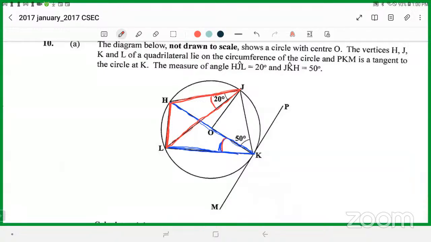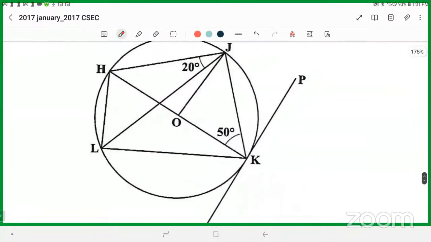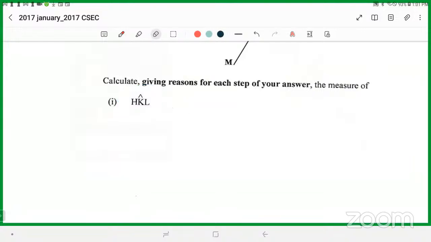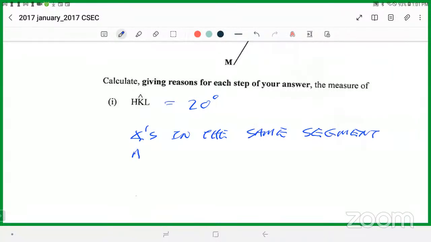So these two angles are equal. Angles in the same segment are equal. So this angle is 20 degrees like that one over there, because both of them are subtended by this chord. Angles in the same segment subtended by the same chord are equal. So this angle here is 20 degrees. Let's write it. That angle that I want is 20 degrees. Reason: angles in the same segment are equal.